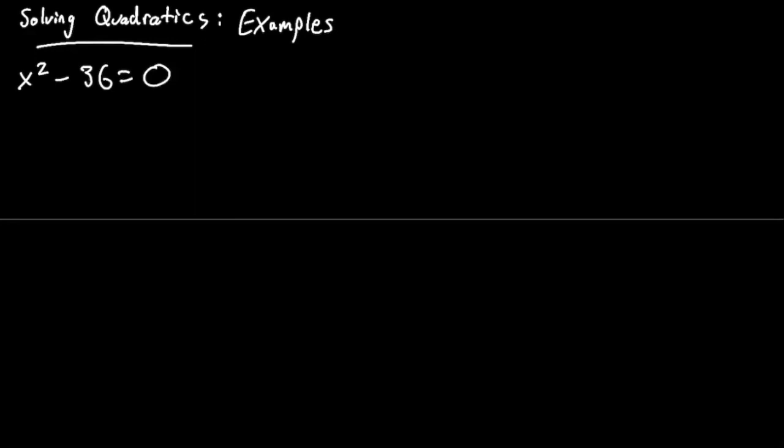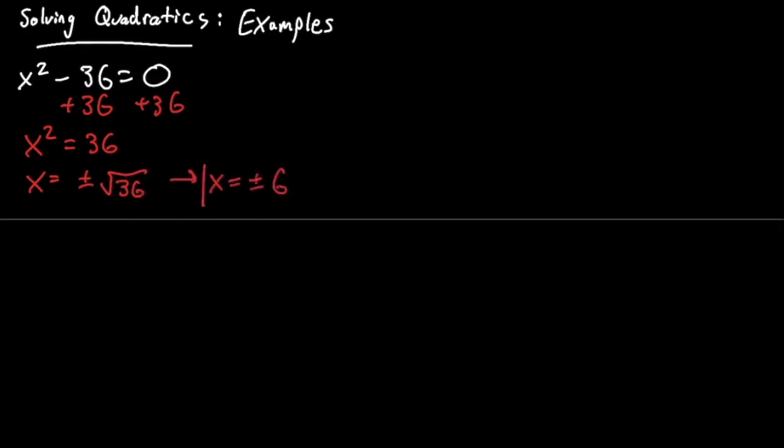All right, so in this case, we don't have an x term, so our b value is equal to 0. So what we can do is solve by undoing. So all we have to do is move this 36 to the other side by adding it. And then we can take the square root of both sides. So x equals plus or minus square root of 36, which means that x is plus or minus 6. So our two solutions are positive 6 and negative 6.